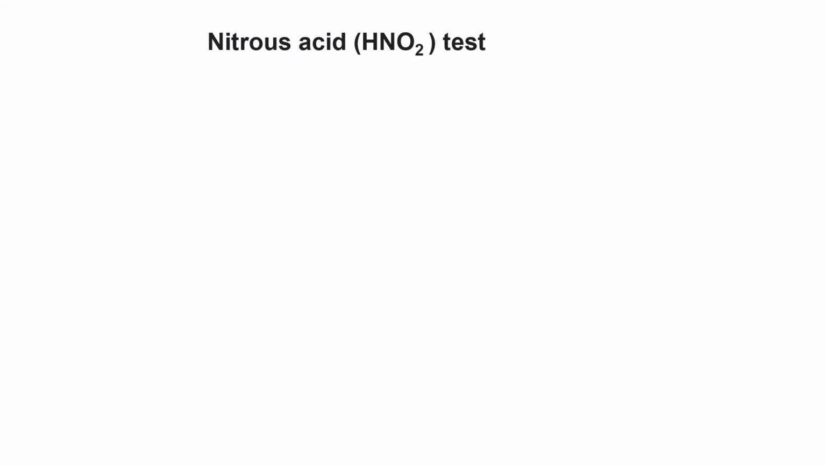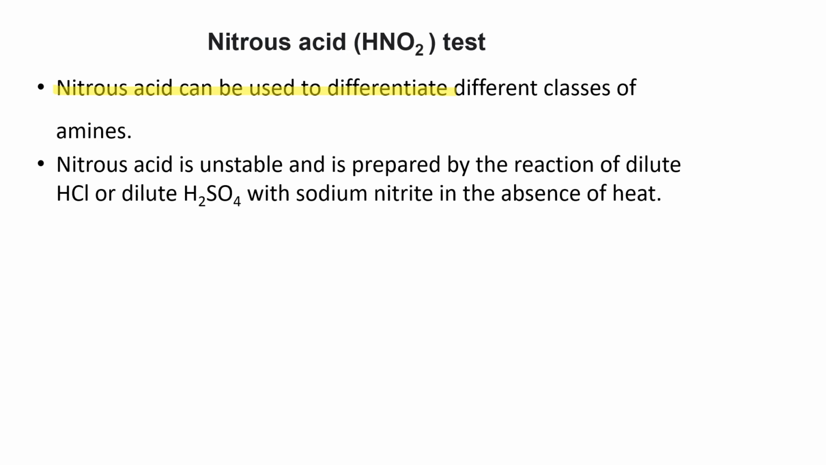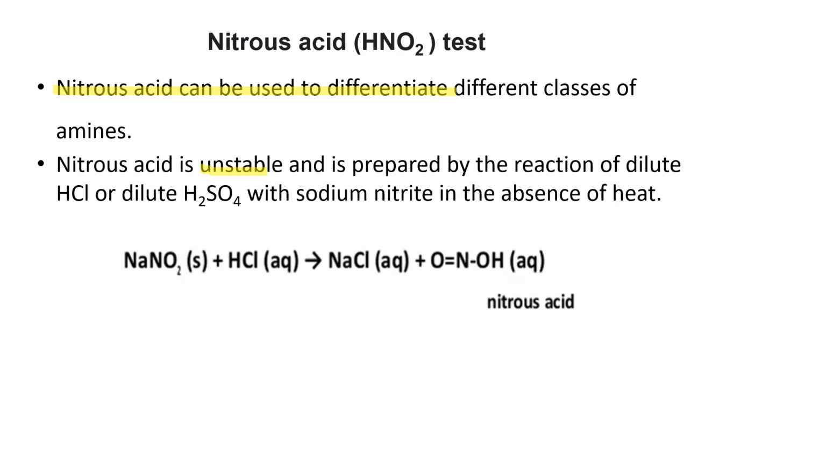Moving on to the second test which is used to distinguish amines, that is the nitrous acid test. Nitrous acid can also be used to differentiate between different classes of amines, and because nitrous acid is unstable, it is prepared by the reaction of dilute HCl or dilute sulfuric acid with sodium nitrite at room temperature. So sodium nitrite is treated with the dilute HCl or H2SO4, which forms nitrous acid, and this nitrous acid can be used to differentiate different classes of amines.